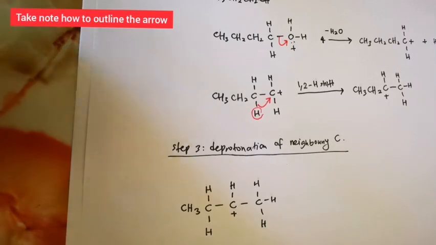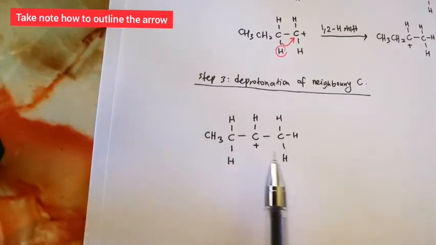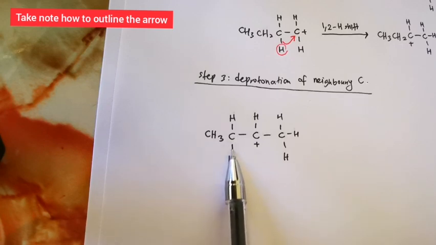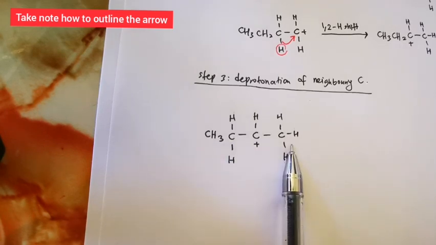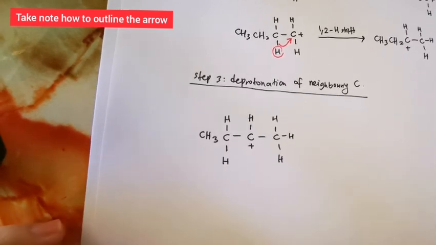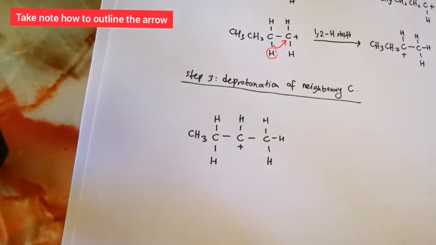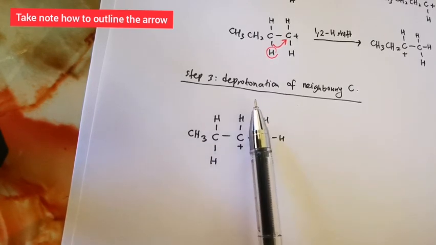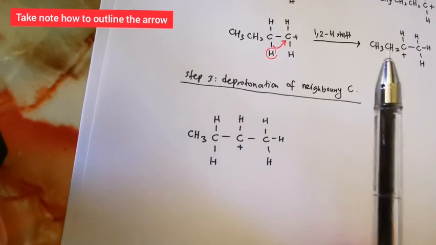Like what I draw here, this is the carbocation ion. So I will expand the bond in this carbon and this carbon because it will be easier for me to show the bond cleavage in the mechanism. Alright, so which species will be involved in the deprotonation? Okay, look at step 1.